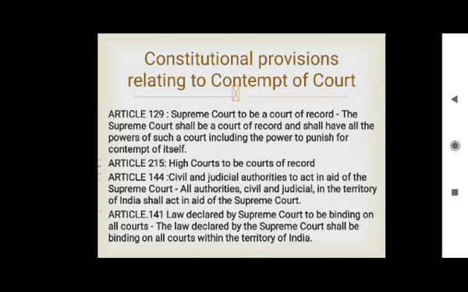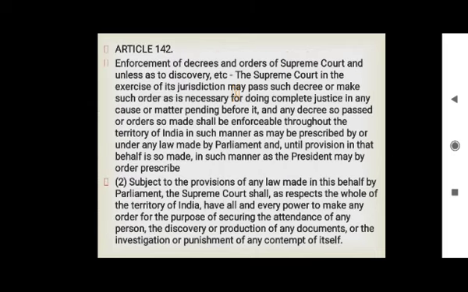So by virtue of Article 141, there are two kinds of laws which are followed in India. First is legislative law, that is passed by the state legislature or Parliament. The second is judicial law, that can be passed by the Supreme Court and similarly by the High Court. So there are two kinds of law.